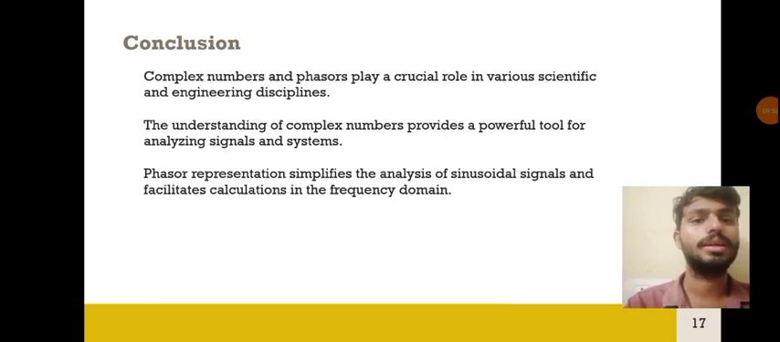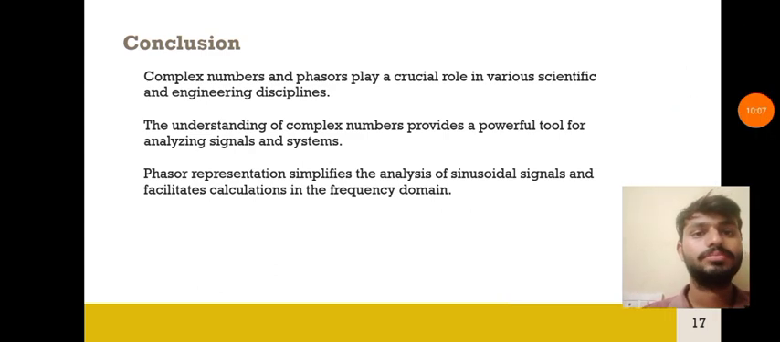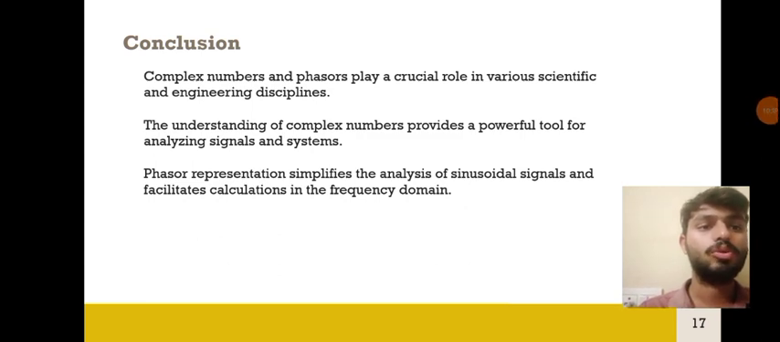The understanding of complex numbers provides a powerful tool for analyzing signals and systems. Phasor representation simplifies the analysis of sinusoidal signals and facilitates calculations in the frequency domain.